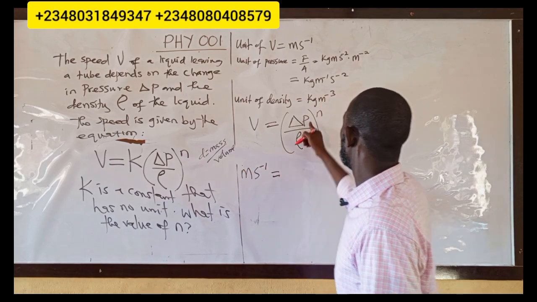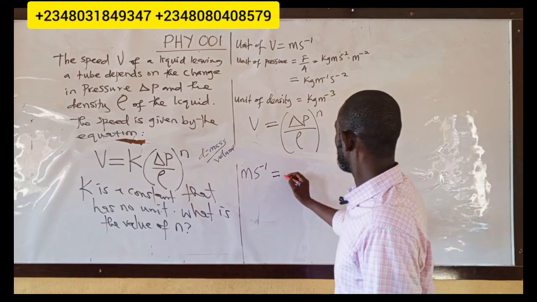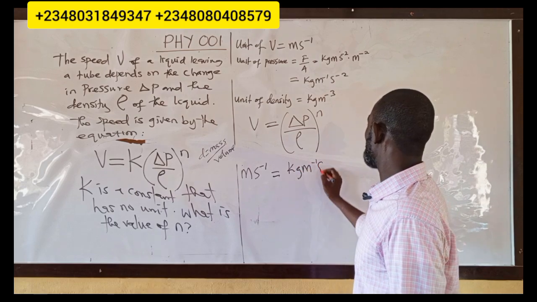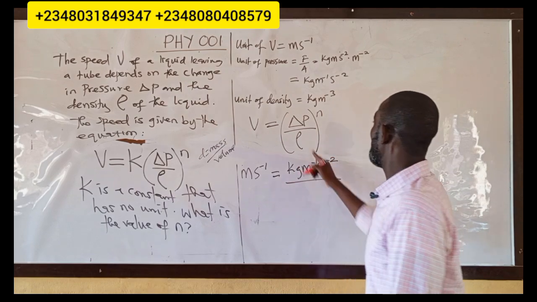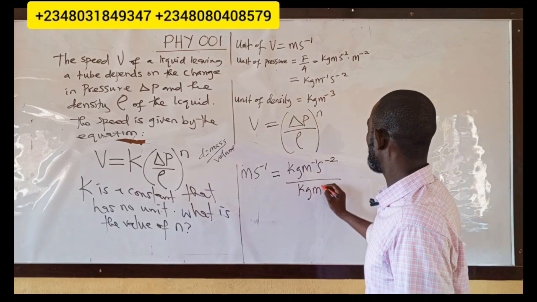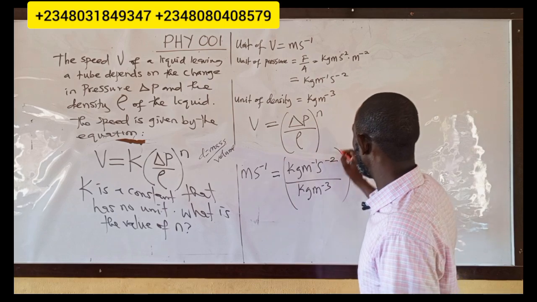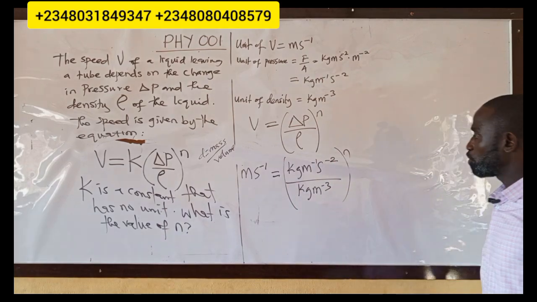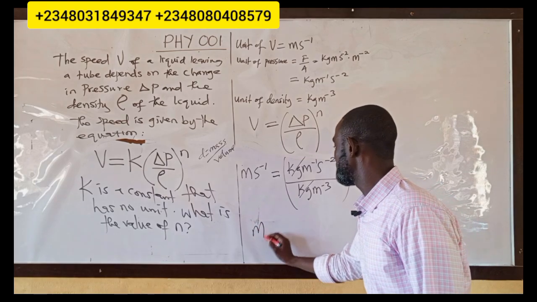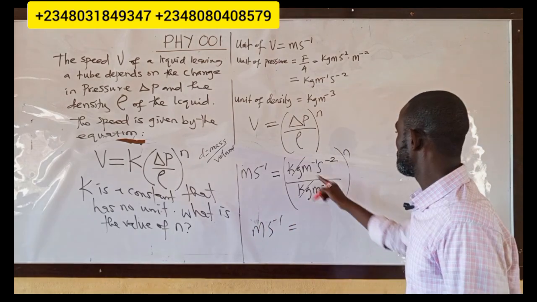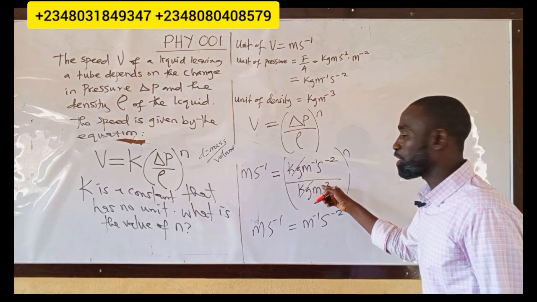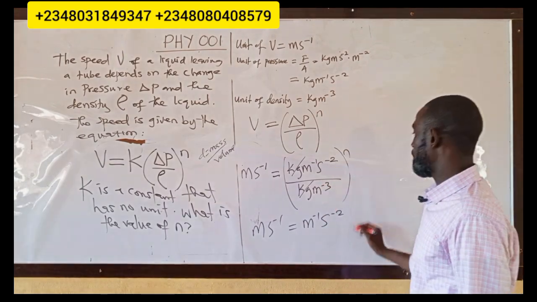That equals pressure, which is kg meters to the minus 1 seconds to the minus 2, all over density, which is kg meters to the minus 3, and everything is to the power n. Are you with me? So let's go. Kg will cancel kg. Now meters to the minus 1 seconds to the minus 2: the minus 3 in the denominator will now go up and become plus.